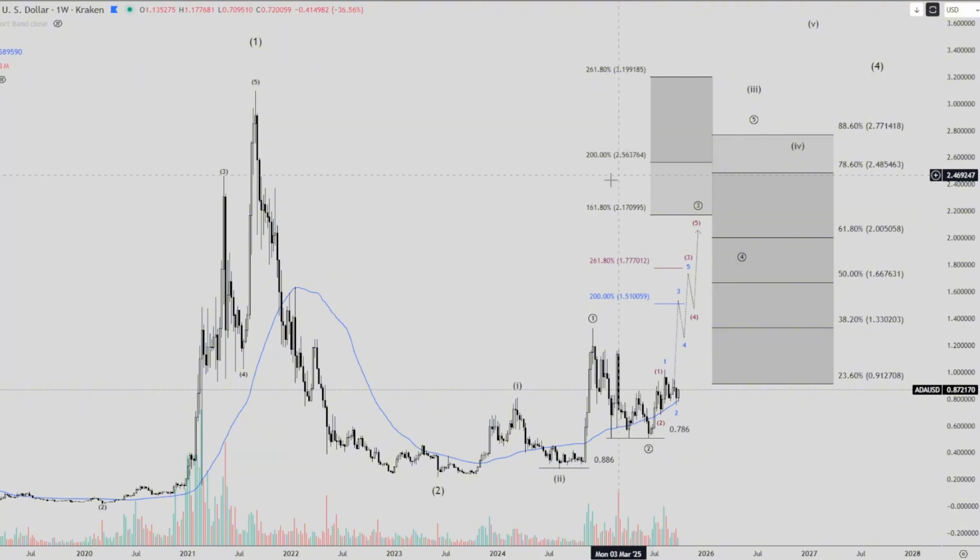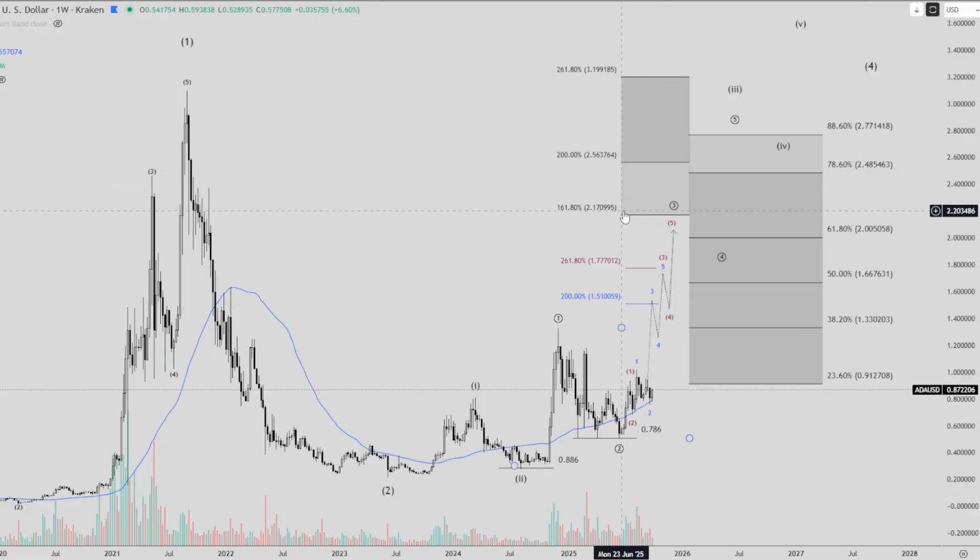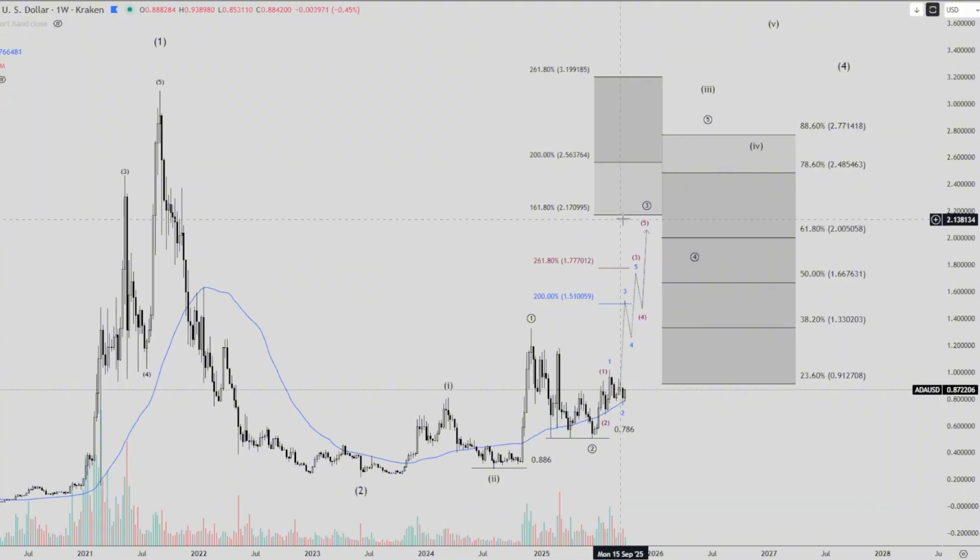I'm not saying that this is what's going to happen, right? Those are just the possibilities within such a structure. I would say, stay humble for now. Let's eye $2.17. If we can reach $2, that would be a great achievement, right? So let's see how that plays out.